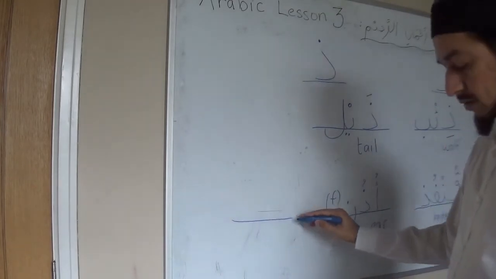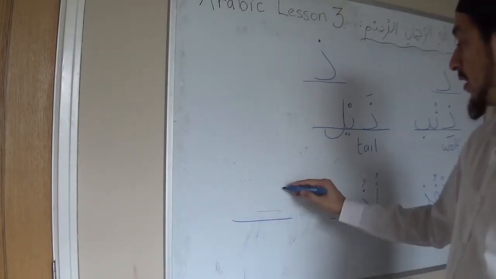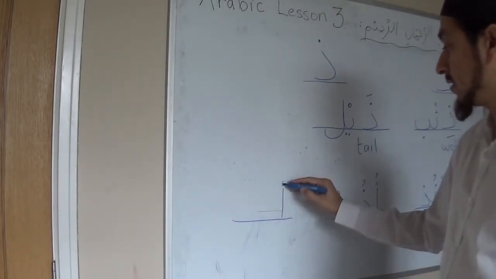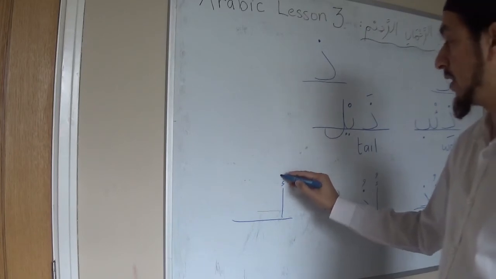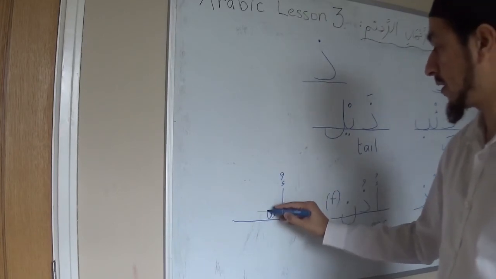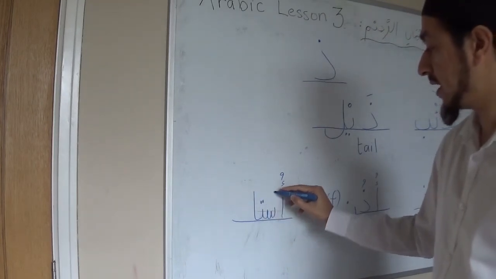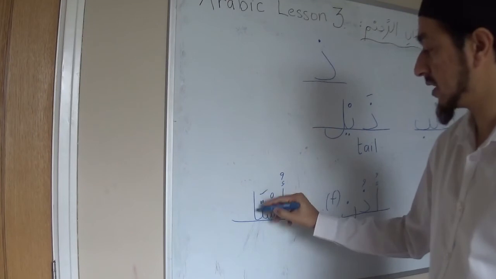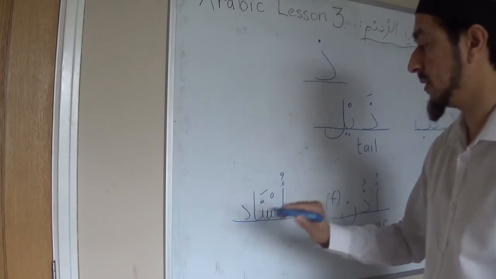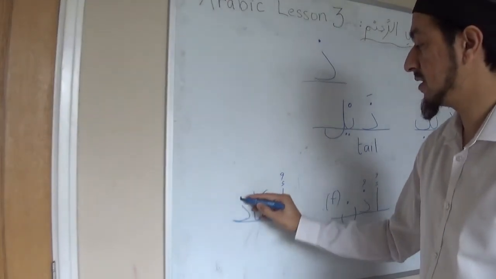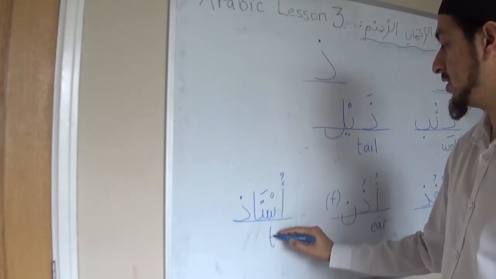And finally we have ustad. This is a hamza, not an alif. Us, that's an alif. Ustad, ustad. I was not making a sound at all. Here's the dal at the end. Ustad, teacher.